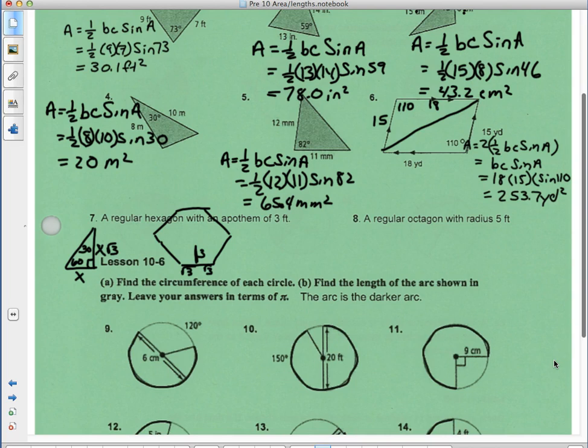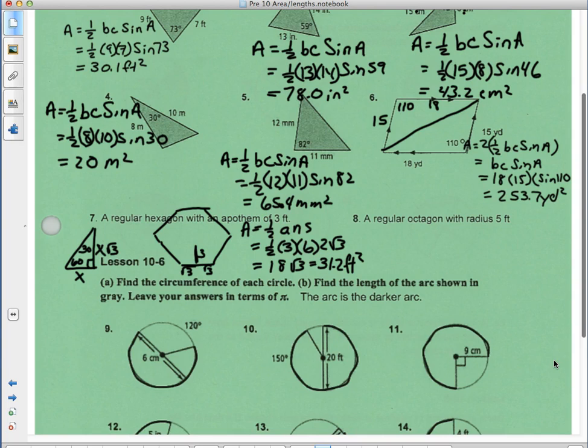So we're looking at this, and I'm going to use 1/2 a n s. And 1/2, and a is 3. n is the number of sides, 6. s is 2 the square root of 3. Okay, and I'm looking, and I got 9, 18 the square root of 3 that I'm popping in my calculator, and I get 31.2 feet squared. A regular octagon with radius 5.